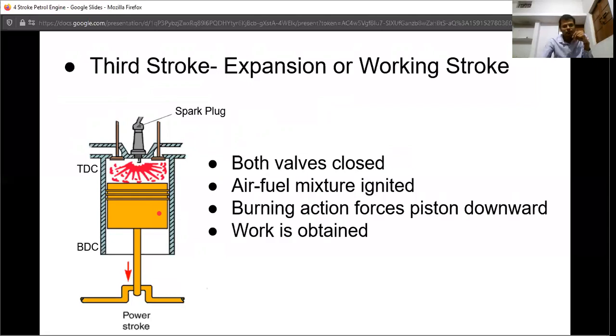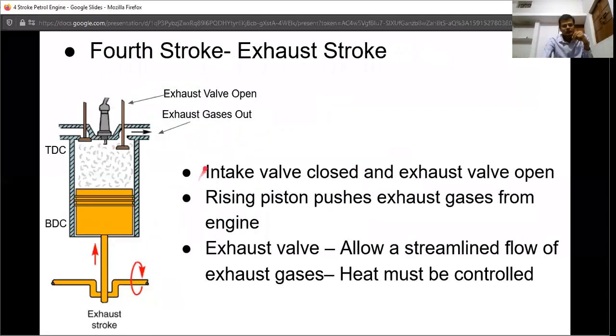The next, fourth stroke is called the exhaust stroke. In this stroke, the gases from which work has been collected become useless. After the completion of the expansion stroke, they are made to escape through the exhaust valve. As you can see in the figure, the inlet valve is always closed and the exhaust valve is open.